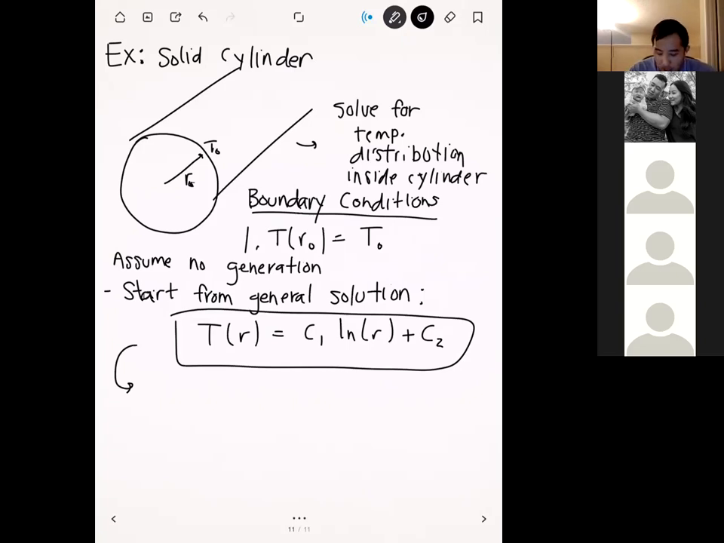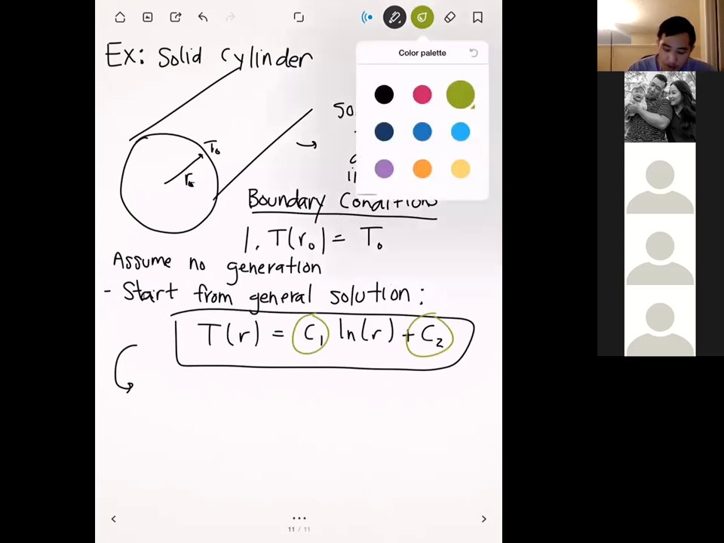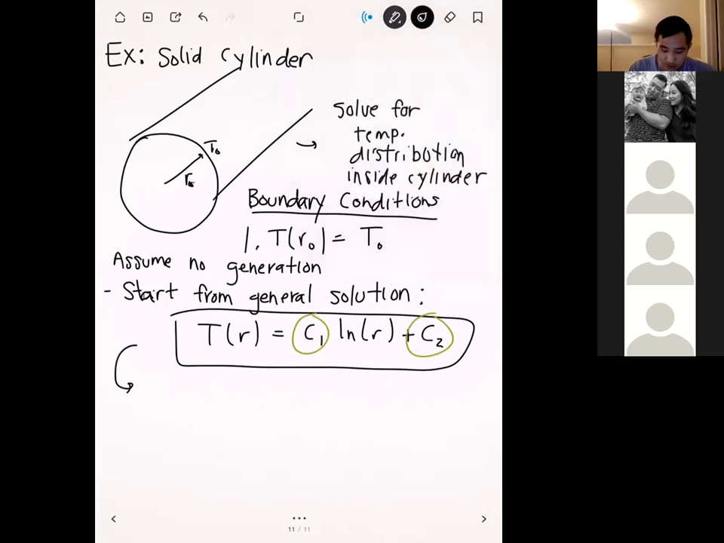Because in the last problem, we were able to solve for both of these constants, both C1 and C2, because we had two boundary conditions, right? Here we only have one boundary condition, right? So we only know the temperature at the outer surface of the cylinder, right? And so in theory, just by good linear algebra, we know that we'd only be able to solve for one of these, if any, right? And so in order to actually solve this problem, we need to come up with another boundary condition.